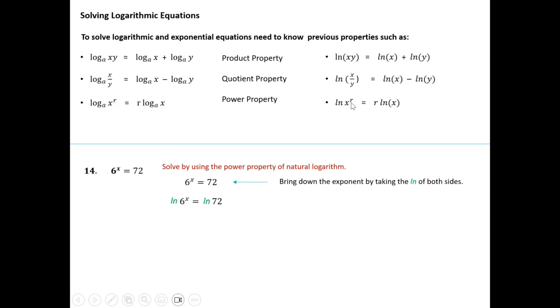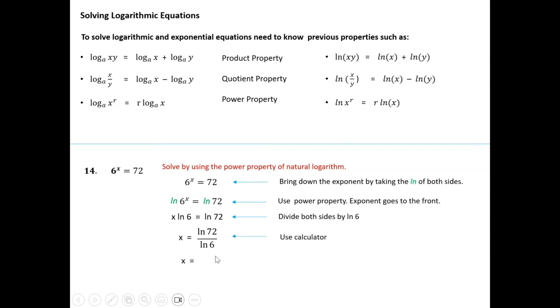Because we're applying the property here. To bring the exponent down, we take the ln and the exponent goes to the front. That's what's going to happen here. You see, the exponent goes to the front by using the power property. Now we're going to divide both sides by the ln of 6. We just put it in the calculator. It's going to give us something like 2.386852807. But most of the time I want you to round it to 4 places. It's going to be 2.3869.